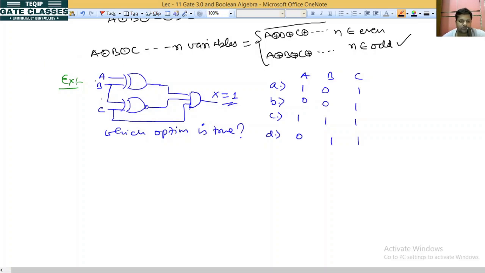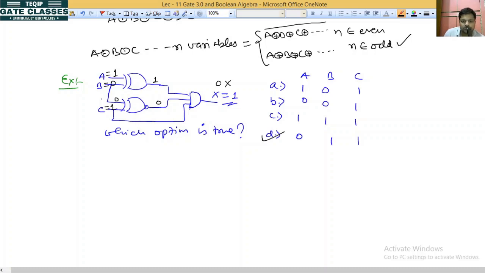Let's check for option 1. If you give 1 here, B is 0, C is 1. Okay na? So both the inputs 1 and 0 are different, so it is XOR gate, so it will give 1. Now 0 will come here, so again both the inputs are different, but this is XNOR gate, so it will be 0. Okay na? When it is 0, output will be 0. So this option is not correct. In similar fashion, if you check, then D option will be true.